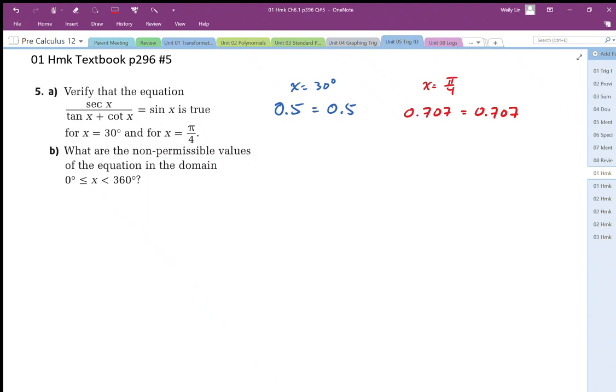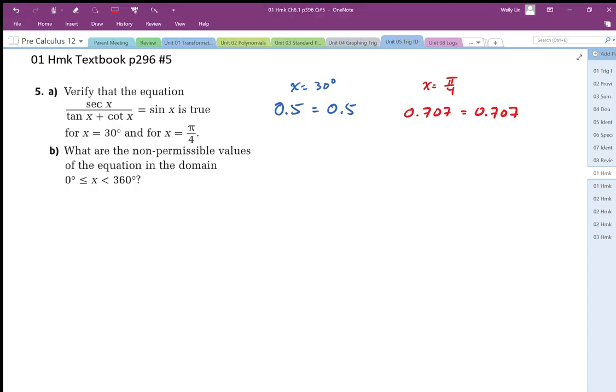In question number 5a, it says verify the equation secant x over tan x plus cotan x equals sine x is true. Now we plug in 30 degrees. If we do that, we get the left side of the equation is 0.5 and the right side is equal to 0.5. And we also plug in pi over 4 and we get 0.707 and 0.707.